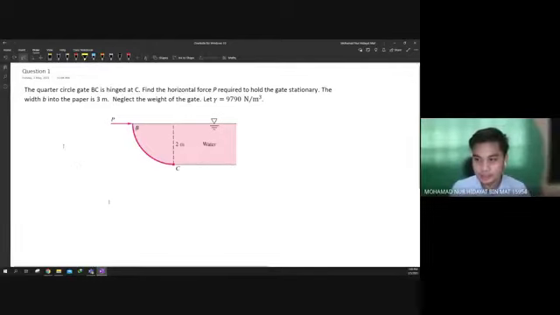So the quarter circle, this is quarter circle gate BC hinge at C. Find the horizontal force P, which is hold the gate, required to hold the gate stationary. The width B, which is into the page, is 3 meter. Neglect the weight of the gate. Alright, let's say the gamma here is 9790.